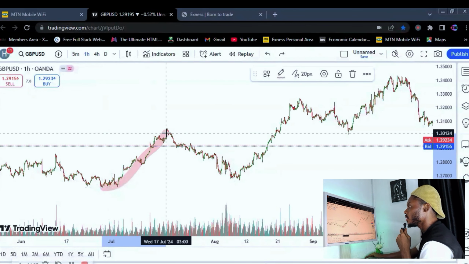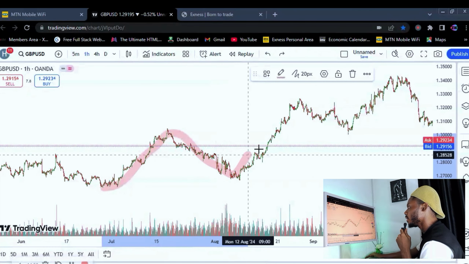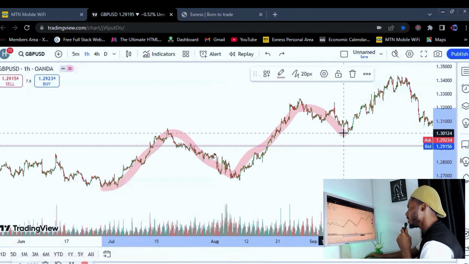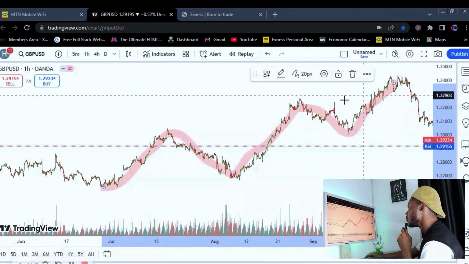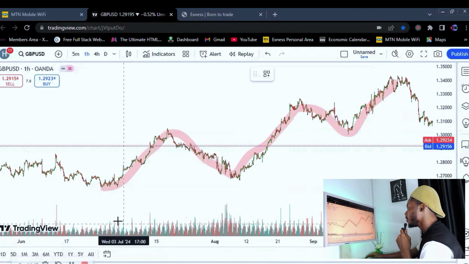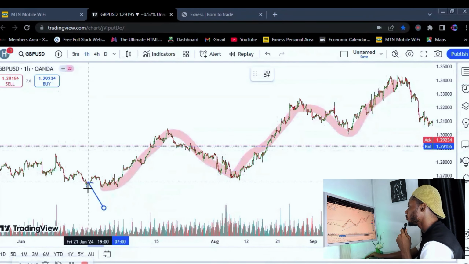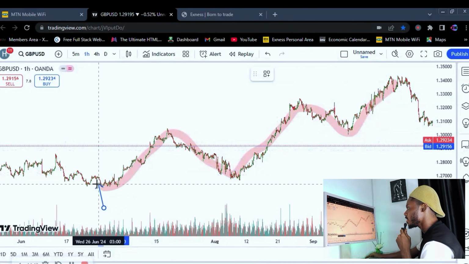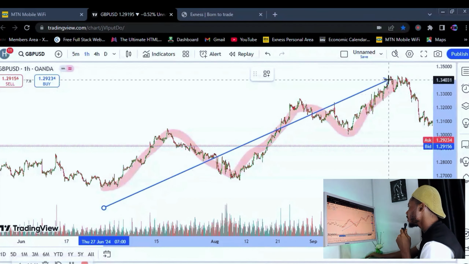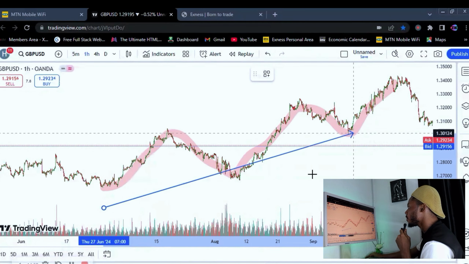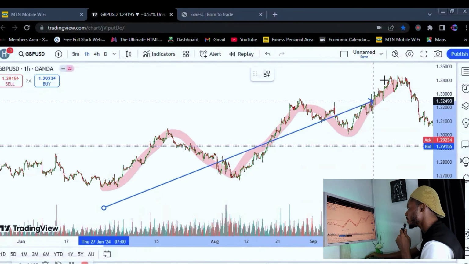Price was actually pushing upward, right? This was an uptrend, this is a downtrend, this is an uptrend, this is a downtrend, and this is another uptrend. But the overall direction of this market was an uptrend, right? You can compare this price here, which was lower compared to this particular price here. So the overall direction of this market is an uptrend. It's an uptrend when it's trending upward, and a downtrend when it's trending downward.